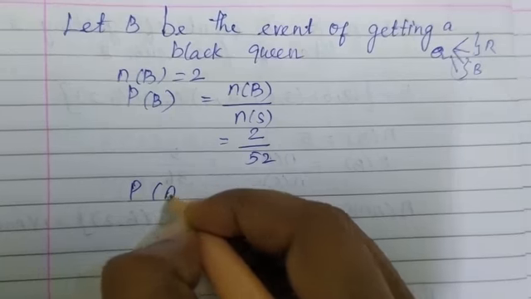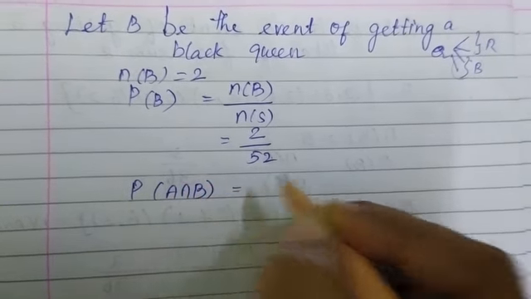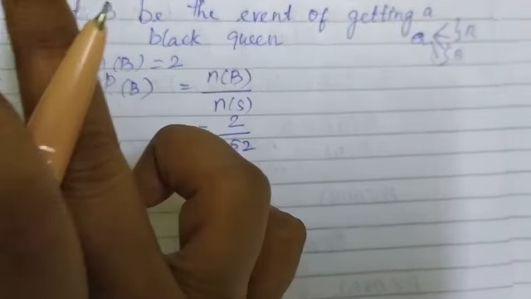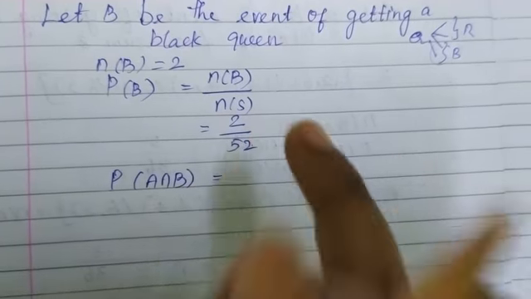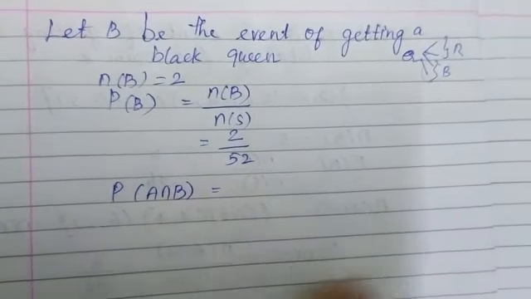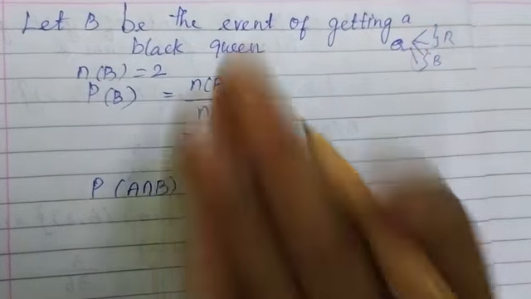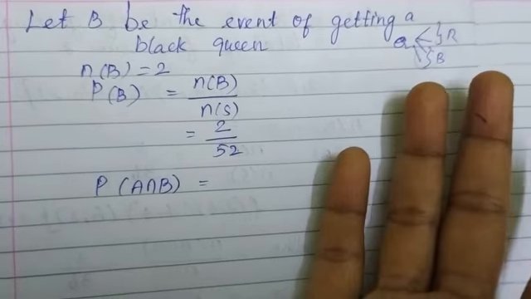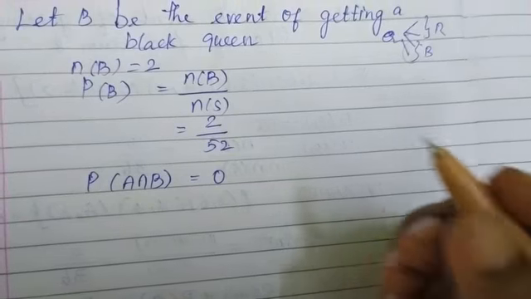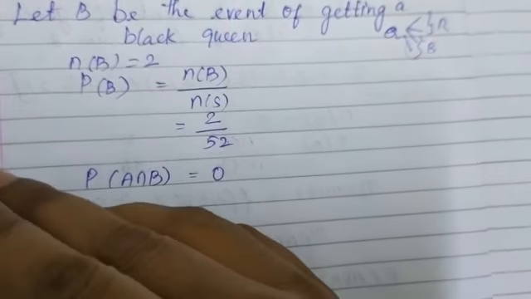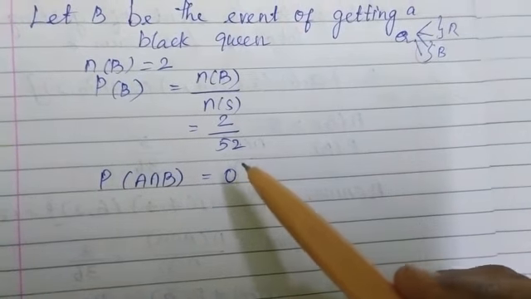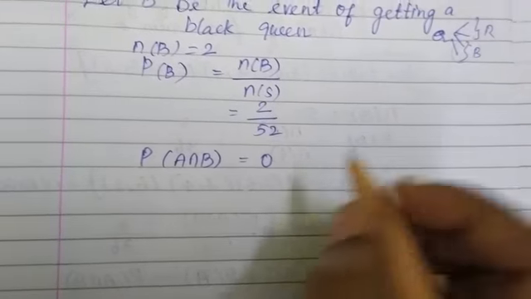Next we find P of A intersection B, because A union B is equal to P of A plus P of B minus P of A intersection B. So already we found P of A and P of B. Now we find P of A intersection B. So P of A intersection B, that card is king, this is queen. So the common card is not there. So P of A intersection B is equal to 0. Okay, common card is not there, because that is king card, 2 kings. Okay, these are 2 queens. So the common card is not there. So P of A intersection B equal to 0.